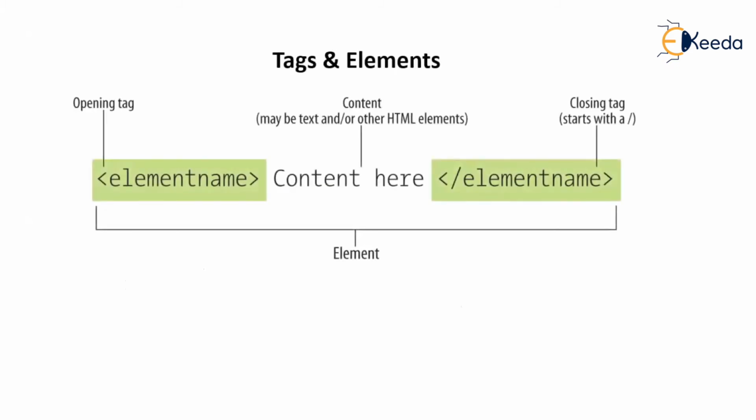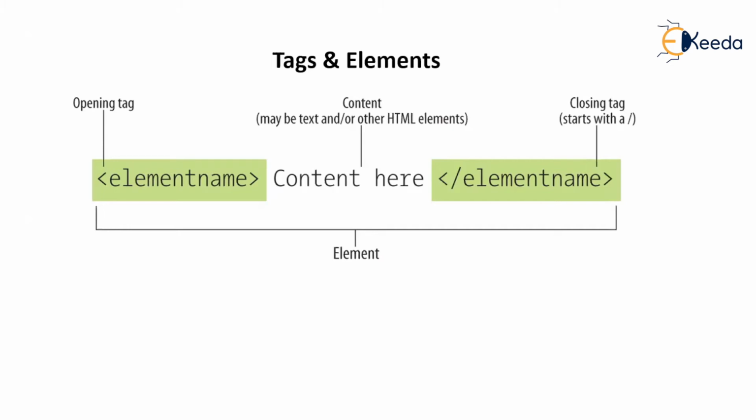Now, if we see this image, we are having an opening tag and we have a closing tag, which starts with a slash. And inside a tag, we have element name. That means if I talk only about HTML, then HTML is an element name. But if I say HTML with angular brackets, then it is called a tag. Same goes for head, body, and other tags. So any element which is there with the angular bracket, it is called a tag.